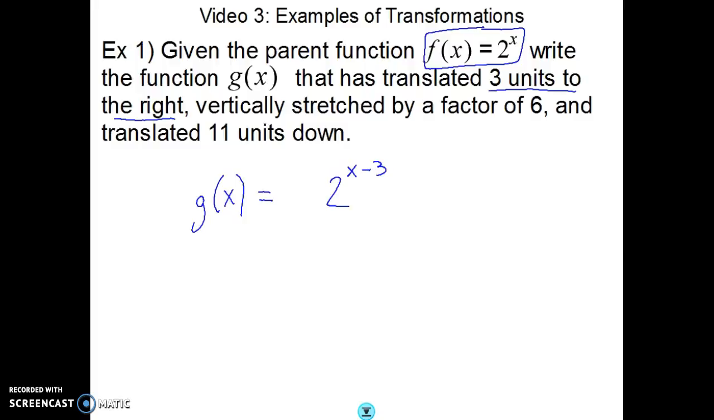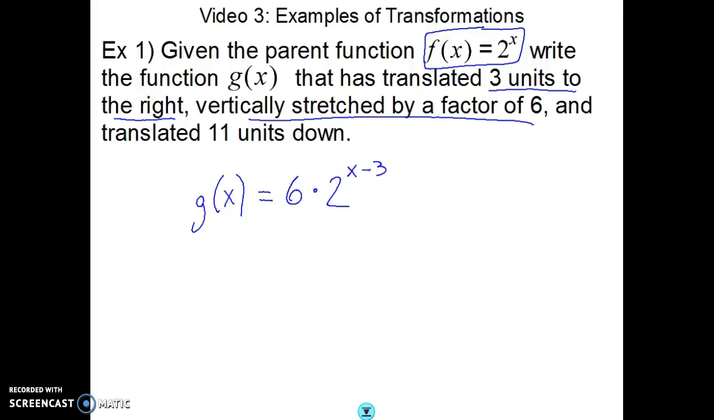The second transformation we have to deal with is a vertical stretch by a factor of 6. So remember, vertical stretches, again, if you go back to your notes, end up being applied as multiplication out in front of your function. So a vertical stretch by a factor of 6 is going to be seen as times 6 out front.